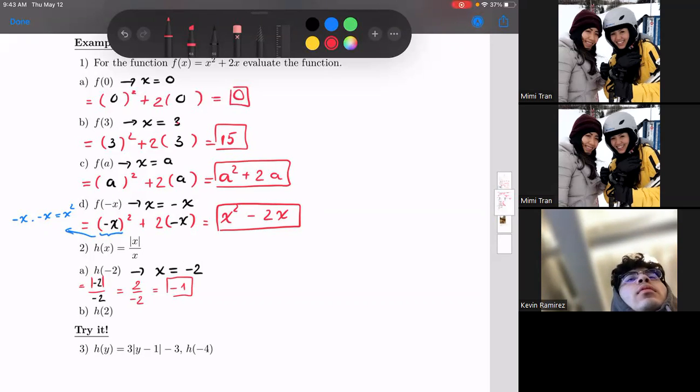H of 2, what's the answer? You can do it in your head. 1, right. So this equals the absolute value of 2 over 2, which is 1.